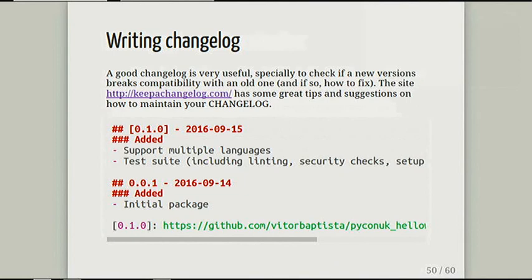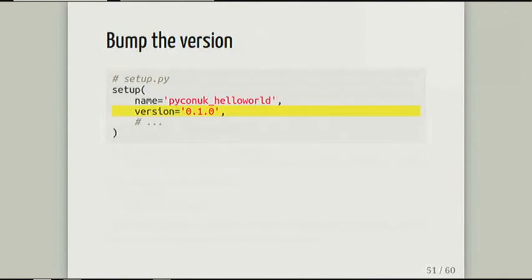Write your changelog. Changelogs are very boring to write, but they're very useful, especially when you're adding new features and new versions that are not backwards compatible. People using your code can, at a glance, see: okay, this new version, will I have any issues if I upgrade? And if there are issues, how can I solve them? There is also the keepachangelog.com website that tells you a format for your changelog. Just follow it. Then you bump the version.